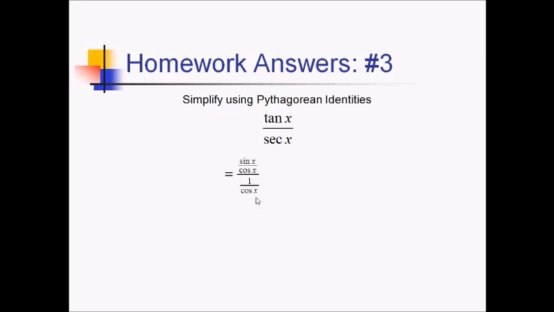So now I can use a little bit of algebra to simplify this. To multiply by 1 over cosine of x, I'm going to multiply by the reciprocal, same change flip. So I've got sine of x over cosine of x times cosine of x over 1, or just simply cosine of x. In this situation, since I'm multiplying and I have a cosine on the top and the bottom, I can cancel those cosines, and that leaves me with just sine of x.